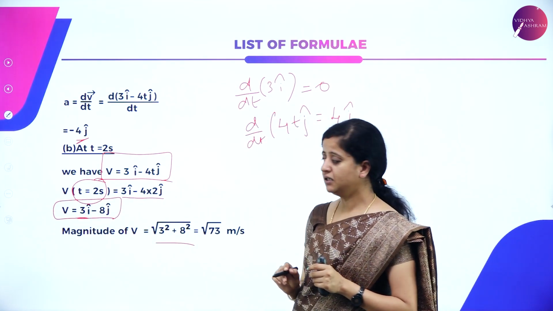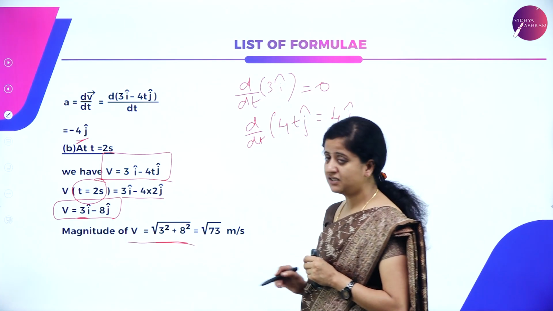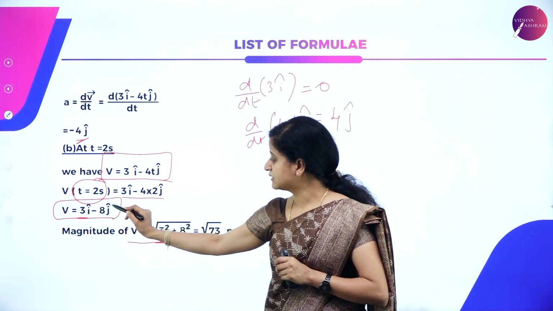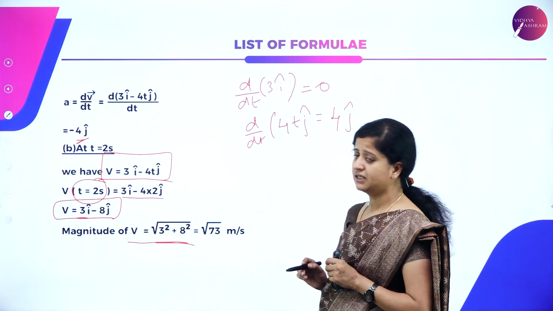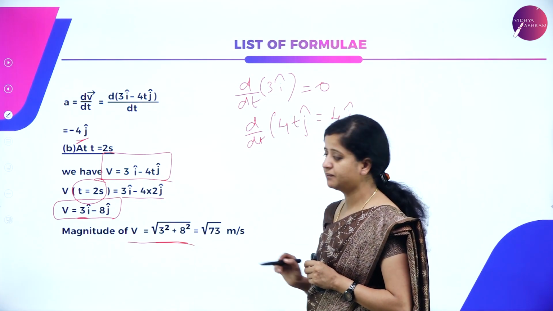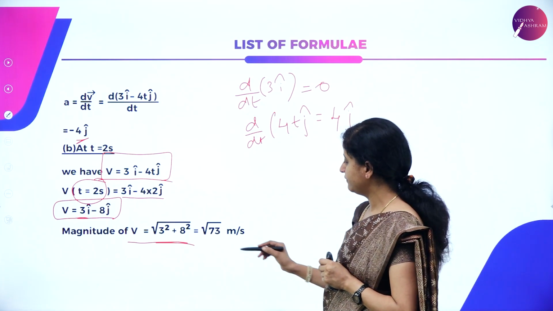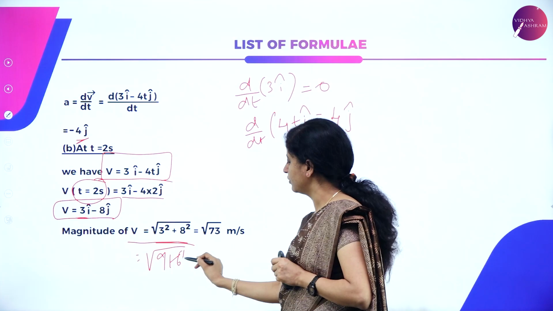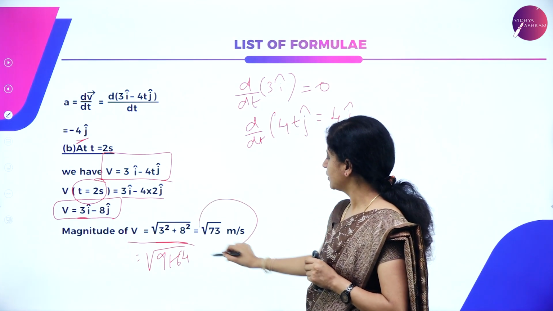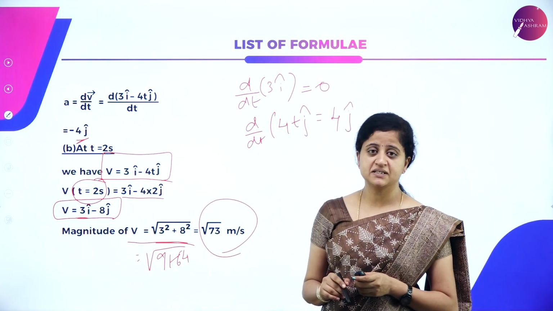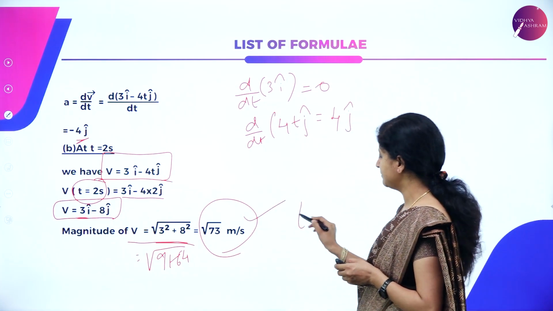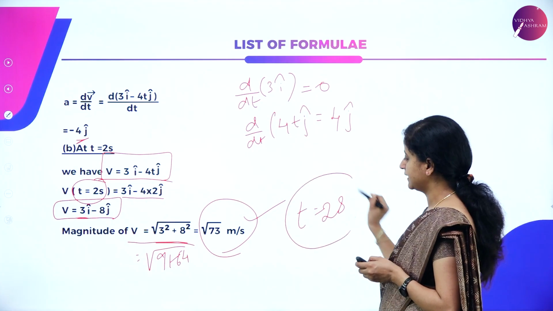Now we have to find the magnitude. The velocity's magnitude can be calculated as root of a square plus b square. a is 3, b is 8, and we get root of 3 square plus 8 square. 3 threes are 9, 8 eights are 64. So we get root of 9 plus 64, which is root of 73 meter per second. So this is the magnitude of velocity at time t equal to 2 seconds.